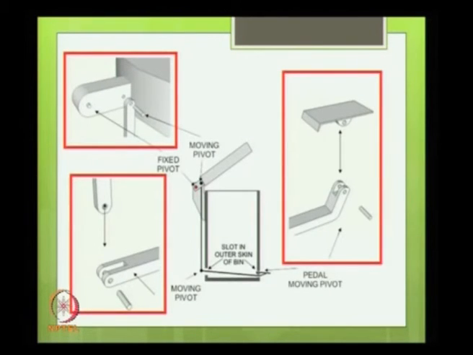A pedal mechanism consists of several linkages and pivots, either moving or fixed pivots, linked together to allow a specific motion. In this diagram, the major pivots are represented.